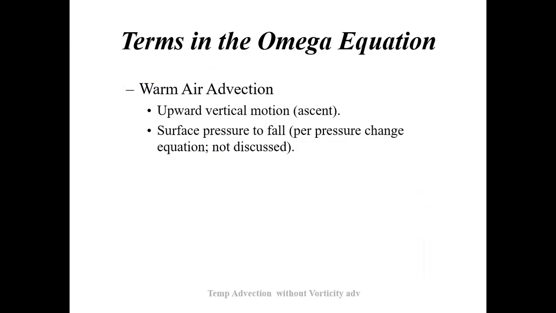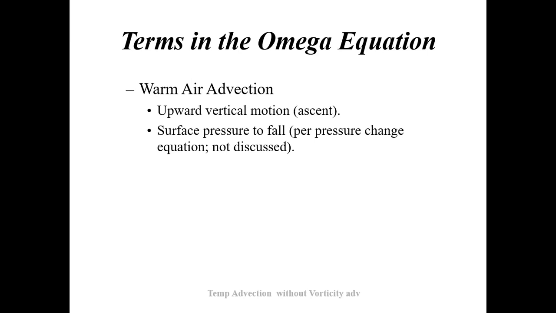So warm air advection, what's that going to do? It's going to result in upward vertical motion of air, ascent, rising air. As air rises, it cools, it condenses, it forms clouds, and surface pressure is also going to fall. As air rises upward away from the Earth's surface, that force per unit area decreases, and your barometric pressure is going to fall as a result.